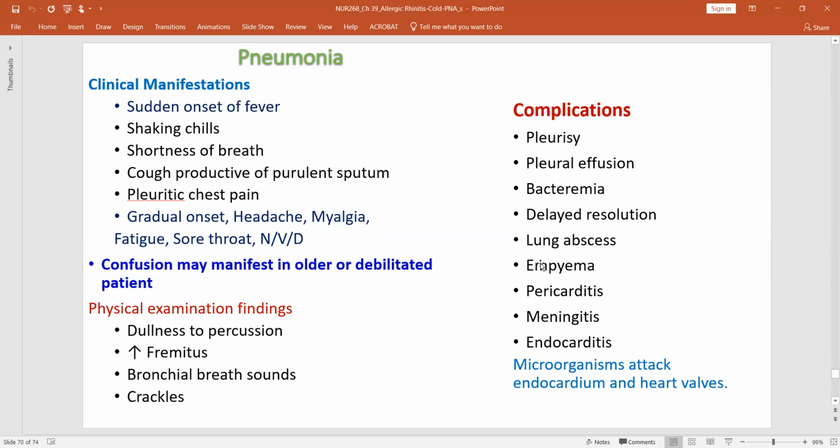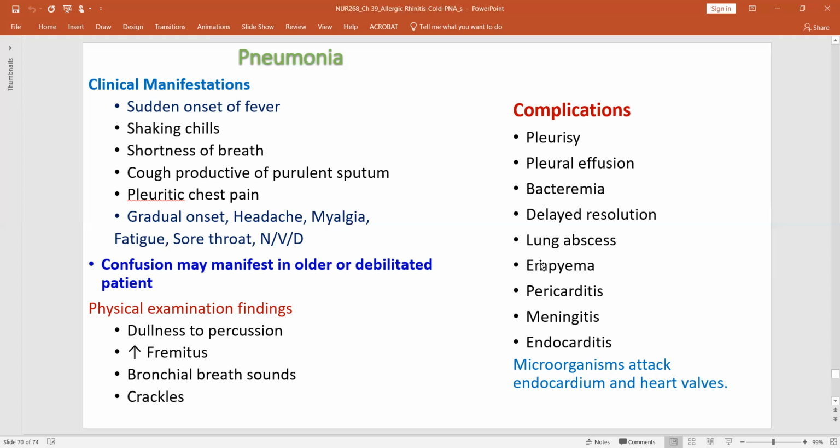Complications. Pleurisy is the rubbing of the pleural and parietal linings around the lungs against each other, which results in severe pain with inhalation. Pleural effusion develops in about 40% of hospitalized patients with pneumococcal pneumonia. Atelectasis usually clears with cough and deep breathing.